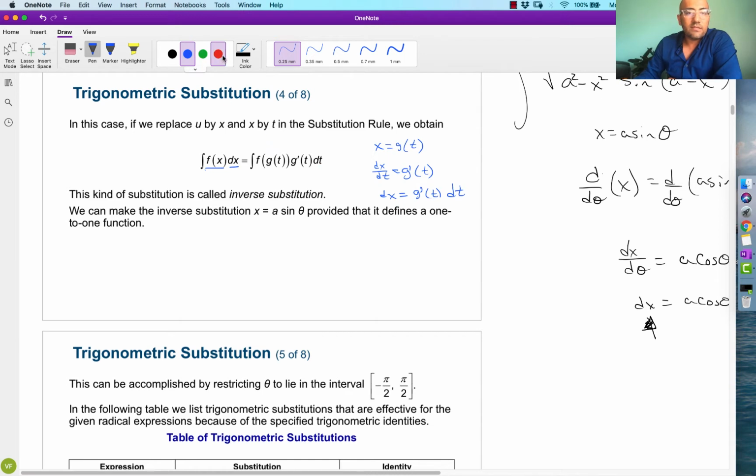In here, this is my former value of x. So I end up with f of x times, and then my dx becomes g prime of t dt. In order for this to work out, we have to make sure that the substitution we create is one-to-one. That's really important. And remember that the sine function is not one-to-one if we consider the whole thing.